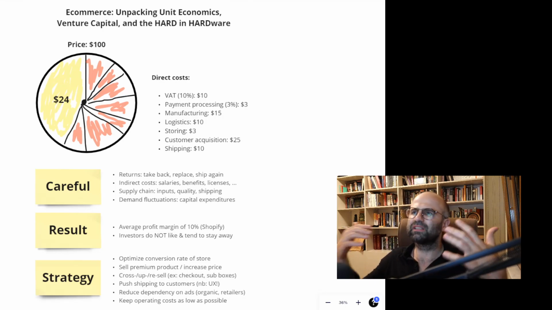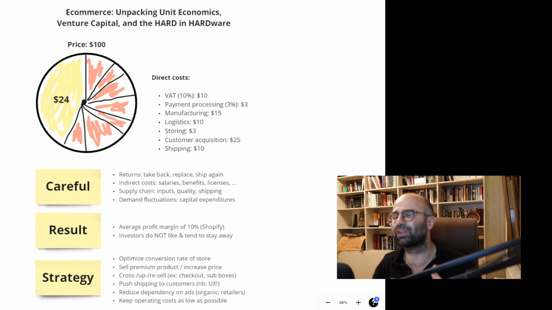Well, anyways, next cost item is payment processing for platforms like Stripe. They take, I think, 2.9% is the current pricing of Stripe plus a fixed fee. I think it's 30 cents per sale. So another $3 are leaving, again, your pocket just for you to be able to sell that thing.